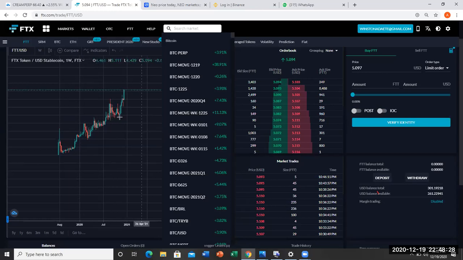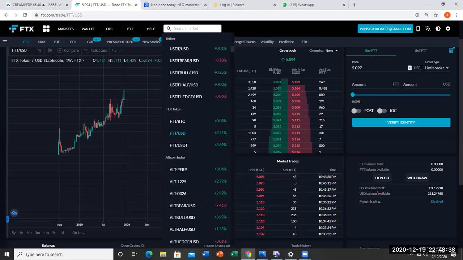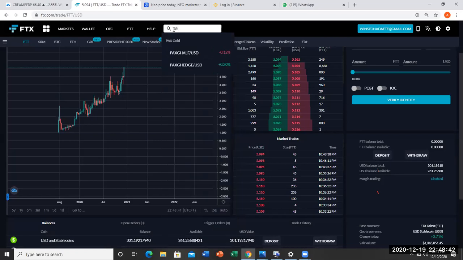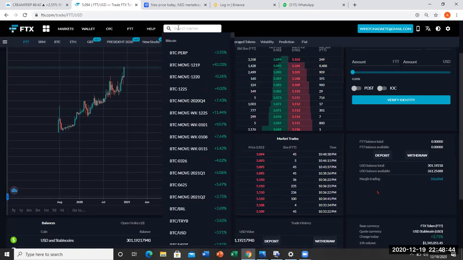You can see that just recently, in fact today, it got to its all-time high. Today was when this coin got to its all-time high.